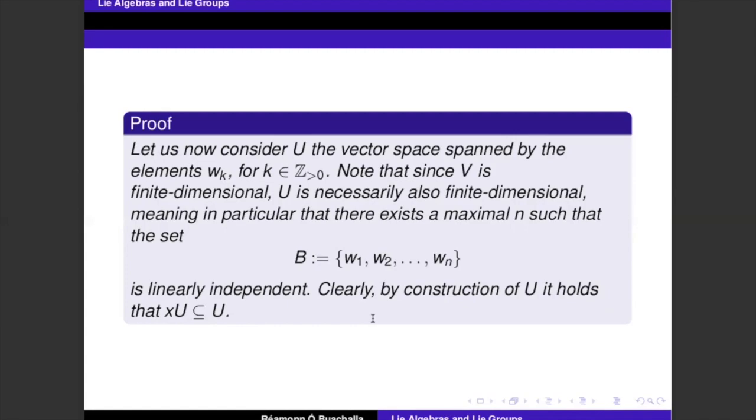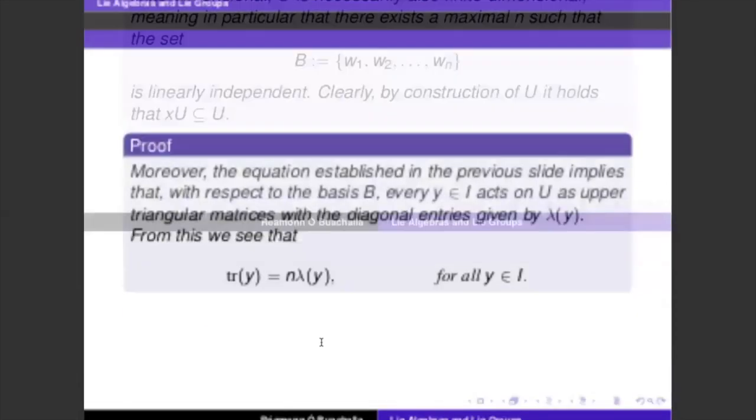And next we observe that by construction of U, it has to be closed under the action of x. That's clear. Okay, so move on.